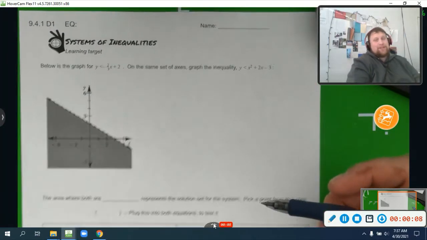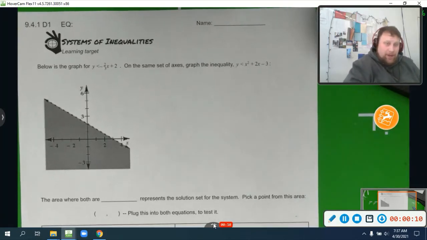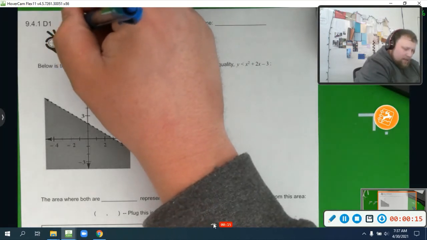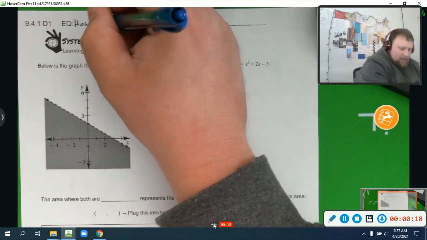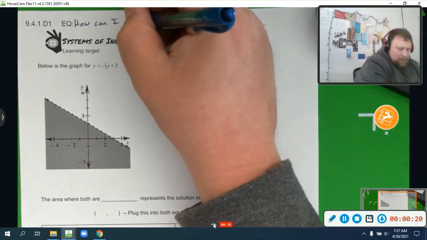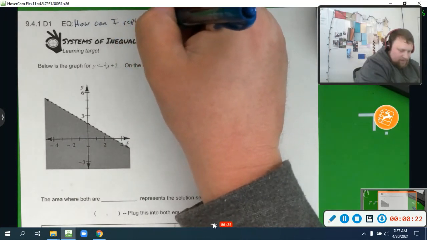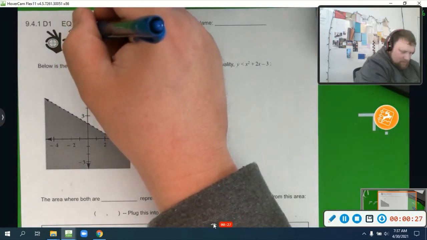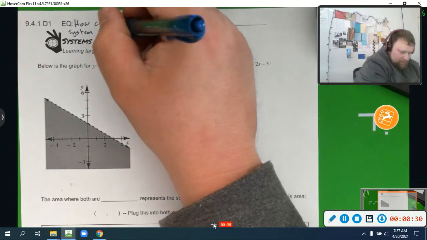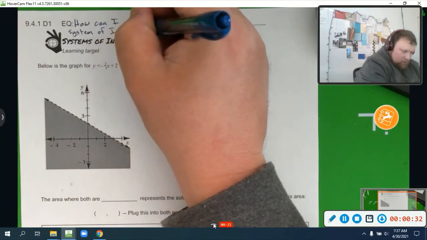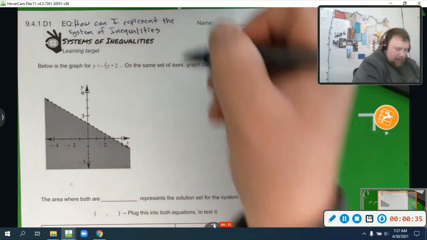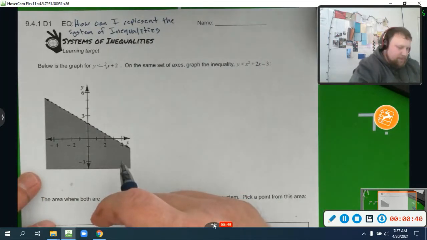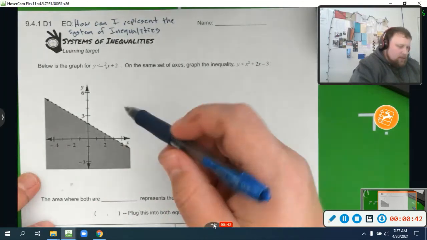Guys, we're on the end stretch. We're getting to the end of what we're going to be learning this year. But here's the thing. Our EQ today is, how can I represent the system of inequalities? It's a mouthful. We've done systems of equations where we got specific answers or non-solutions, but how do I represent a system of inequalities? Well, first, let's look at this.